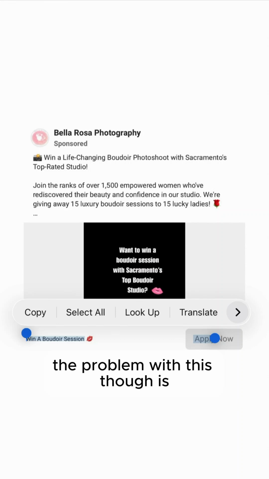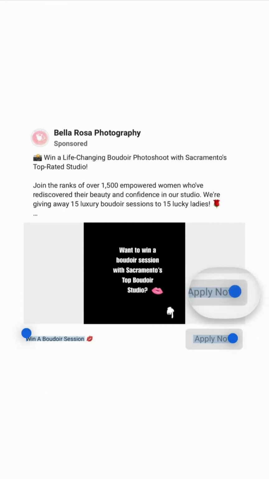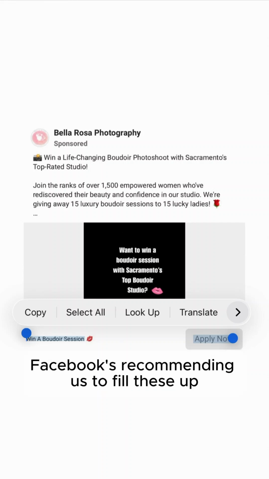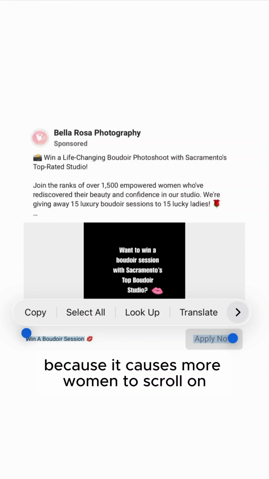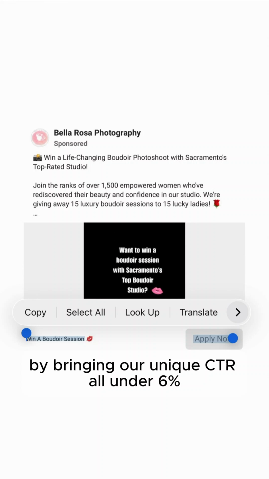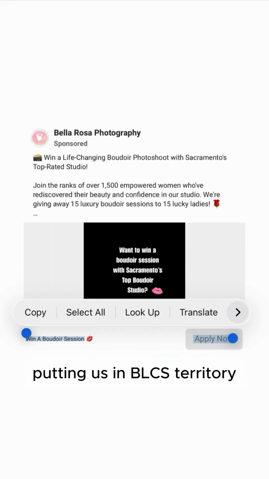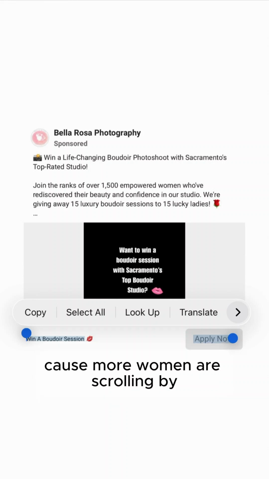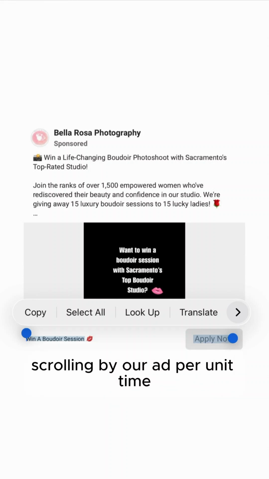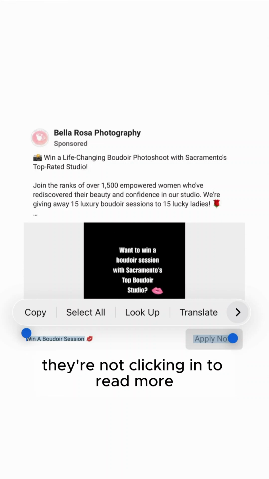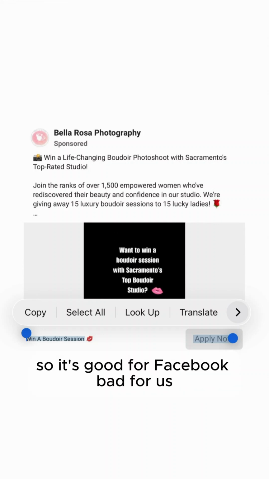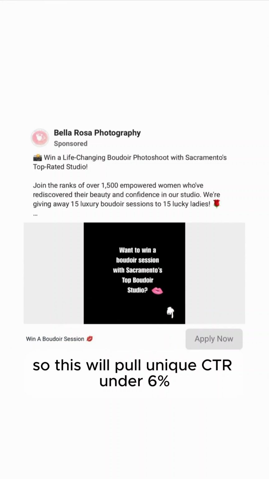The problem with this, though, is that Facebook's recommending us to fill these out because it causes more women to scroll on by, bringing our unique CTRL under 6%, putting us in BLCS territory. And Facebook wants that because Facebook can serve more ads per unit time because more women are scrolling by our ad. They're not clicking in to read more, see what we got going on. So it's good for Facebook, bad for us. So this will pull unique CTRL under 6%.